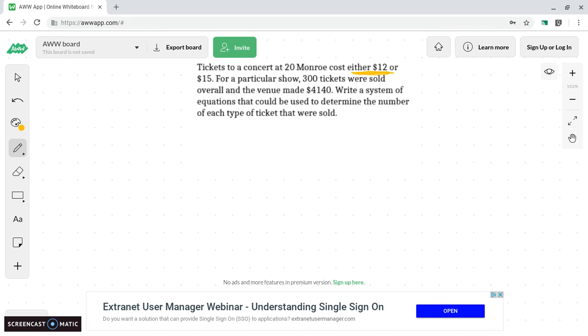Okay. And we need some variables because we don't know how many tickets were sold for those. So let's use X. We know the X tickets cost $12. We also know we have a different type of tickets that are $15. We'll say those are Y. Okay, so we have two different types of tickets, so we have two different variables. We know altogether that there were 300 tickets sold.